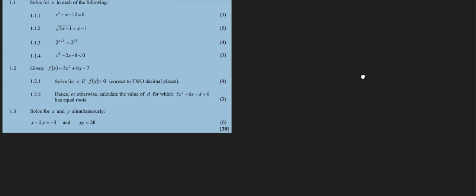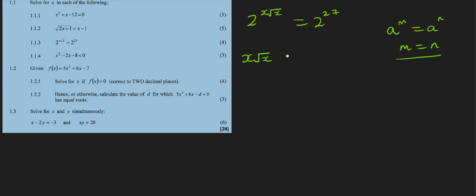In this question, which is 1.1.3, we have 2 with an exponent of x multiplied by the radical of x equals 2 to the power 27. In order for this equation to be true, if a to the power m equals a to the power n, then m is equal to n. It also applies on this equation, just like it does with the laws of exponents. Meaning that our x multiplied by the radical of x is supposed to be equal to 27.